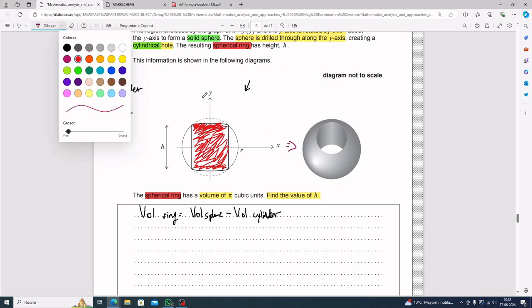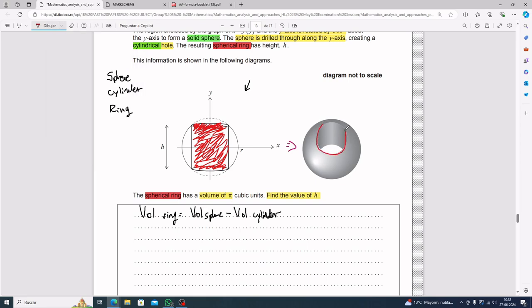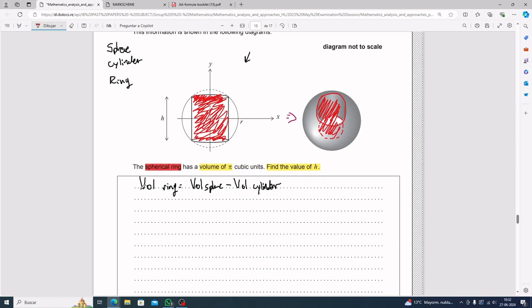All that I colored in red that I was deleting is this whole thing over here, this cylinder that shows up like that. That is what you're getting rid of, that is what you're eliminating. So if you eliminate that, you end up with the ring. So that is what I'm telling you: the volume of the ring is equal to the volume of the sphere minus the volume of the cylinder.